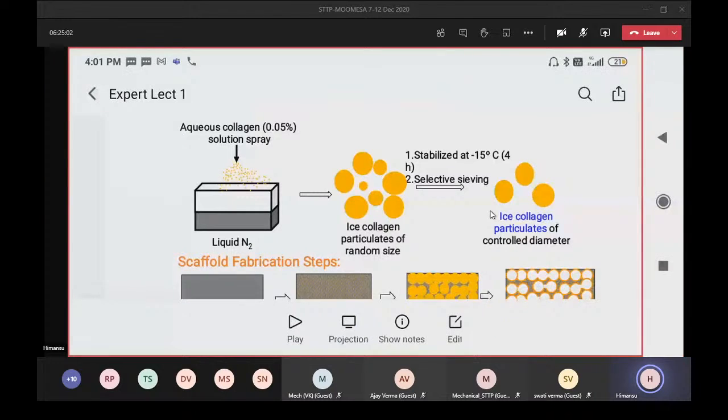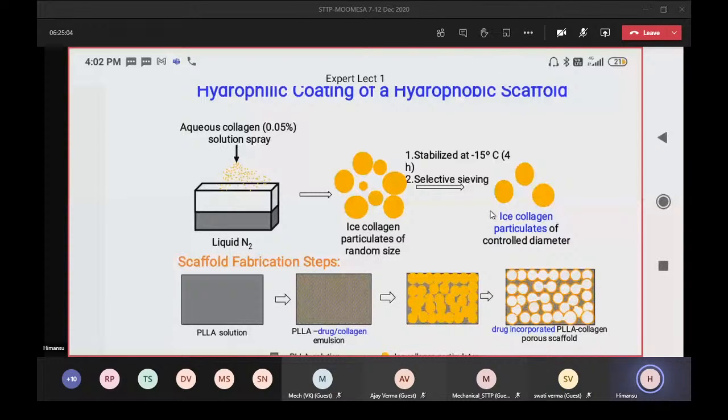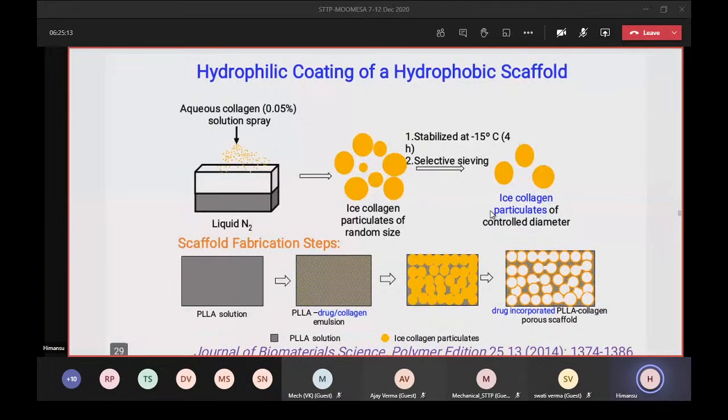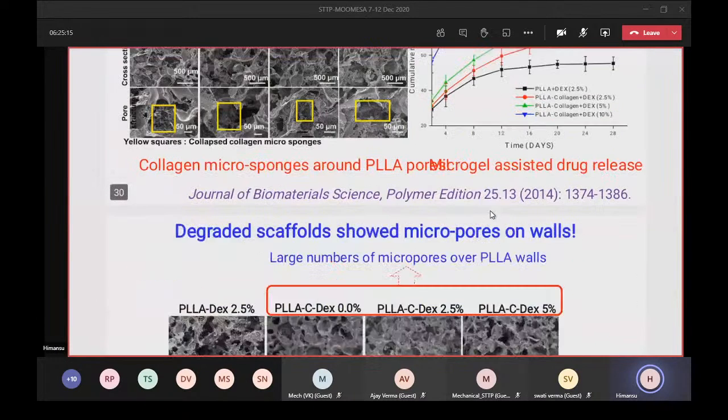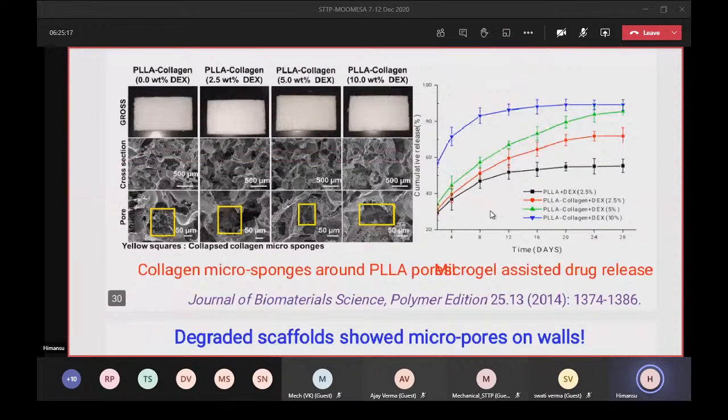Then you add the ice particles to this ice collagen mixture, and then you remove them. What are the red or brick color zones indicating? The brick color zones are nothing but the layer over that. If you see the SEM structure, it looks exactly the same. These are my scaffolds.